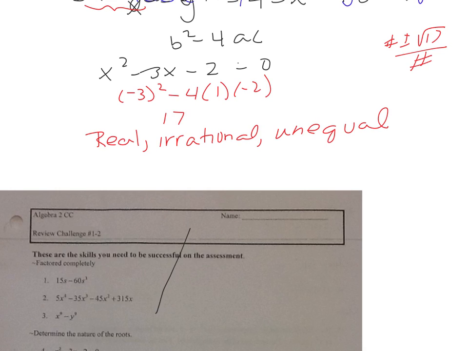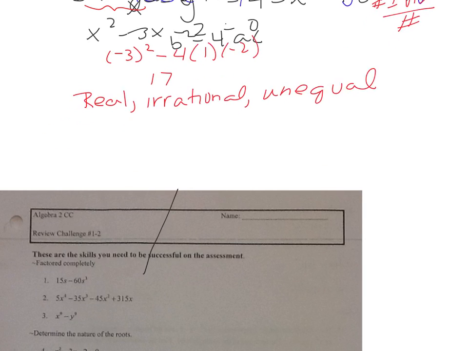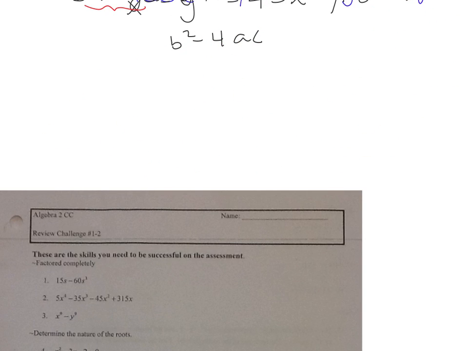All right, let's take a look at number 5, which is 5x squared minus 2x is equal to negative 1. So the first thing, you have to add 1 to get it to equal 0.